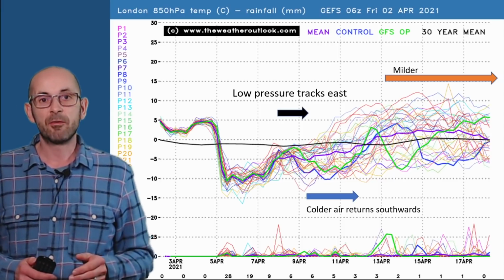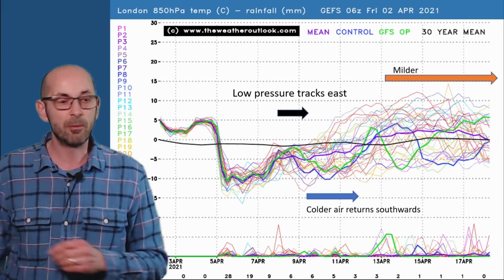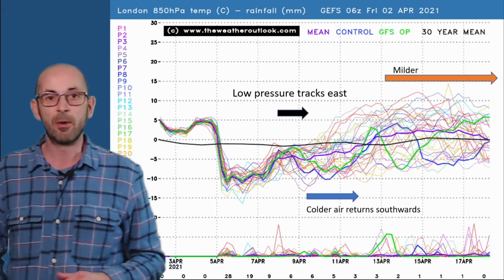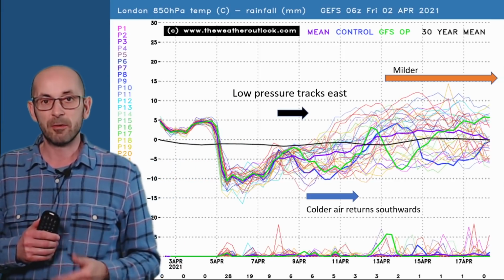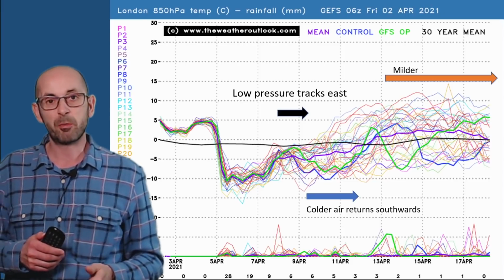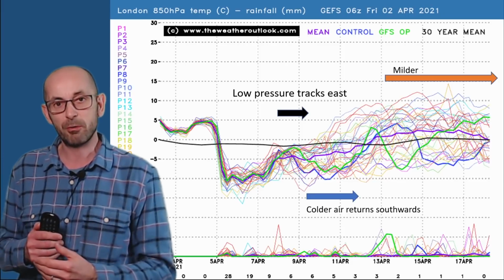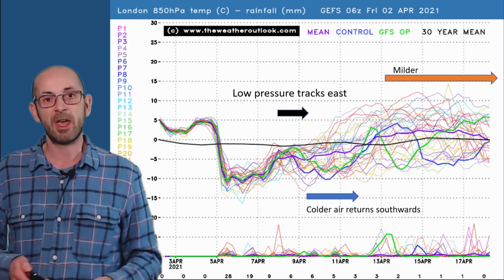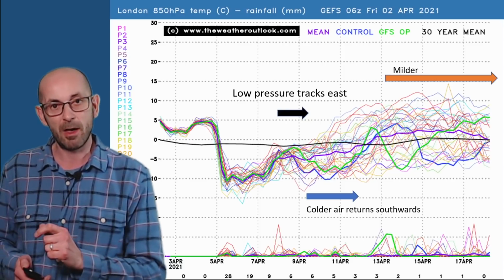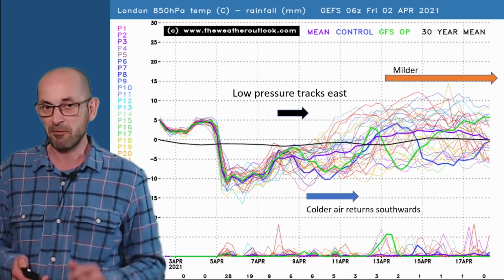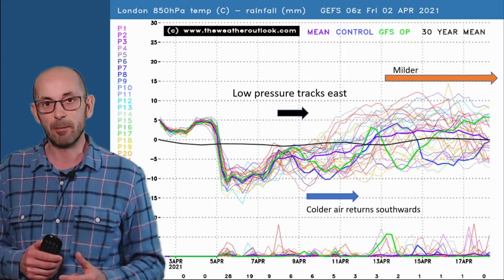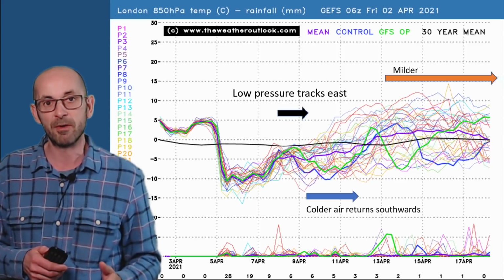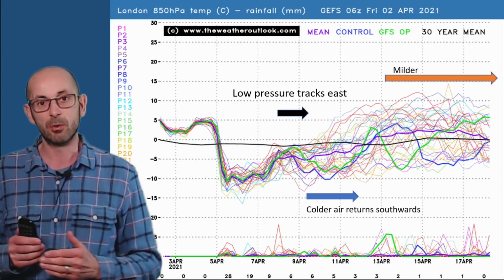As we head through towards the middle of April, there is a trend upwards there in air mass temperatures. So I've annotated it as being milder. There's quite a big spread showing there, but most of the model runs are showing a recovery in temperatures, and many of them are becoming milder than 30-year average. So we could be seeing a significant transition towards the middle of April, away from that colder scenario.